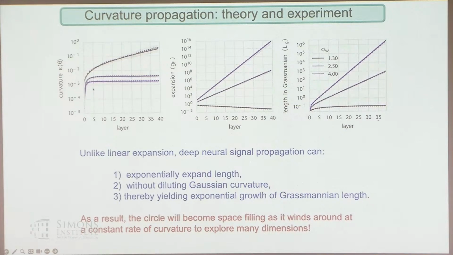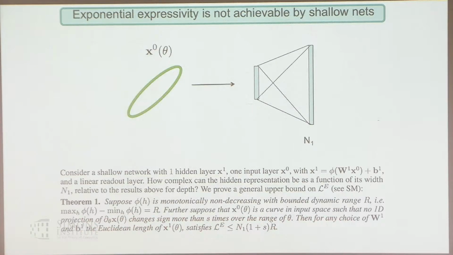Our recursion relations match numerics. So for example, the solid curve is our theory, the dots are experiments. And so basically, unlike linear expansion, deep neural signal propagation can exponentially expand the length. It doesn't change the Gaussian curvature of the circle, and you get this exponential growth of Grassmannian length. And the circle will eventually become space filling as it winds around at a constant rate of curvature to explore many dimensions. Okay, why did we go down that rabbit hole?